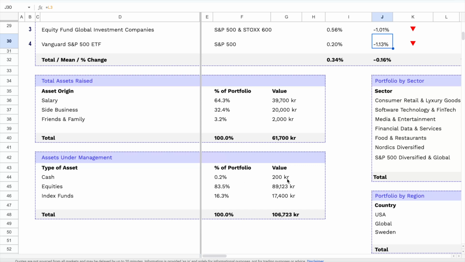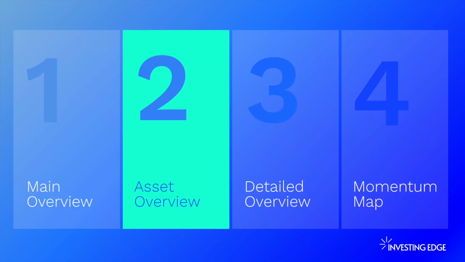So in this case, we can see that this person has 200 SEK in cash. So that's quite low, right, as a percentage of the portfolio. Again, it's important, the percentages, the values are not really that interesting. It's the percentages that show us the relative size of that position within the whole portfolio. We have also equities, that's stocks, and we have index funds as well. So that's in total 100% of the current value. Okay, so that was basically the asset overview quite quickly.